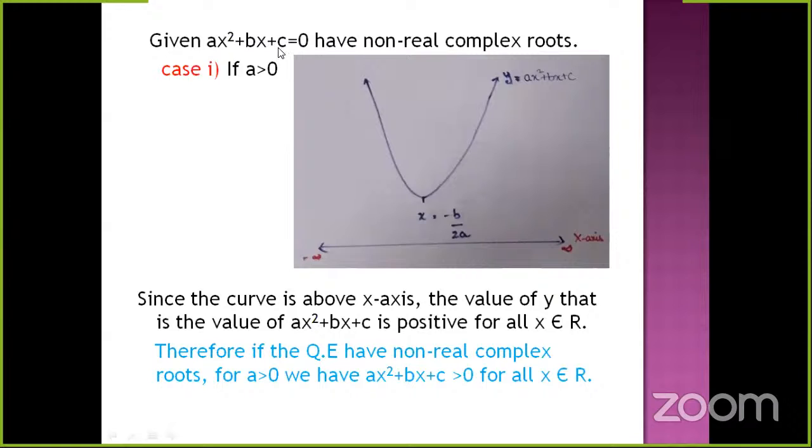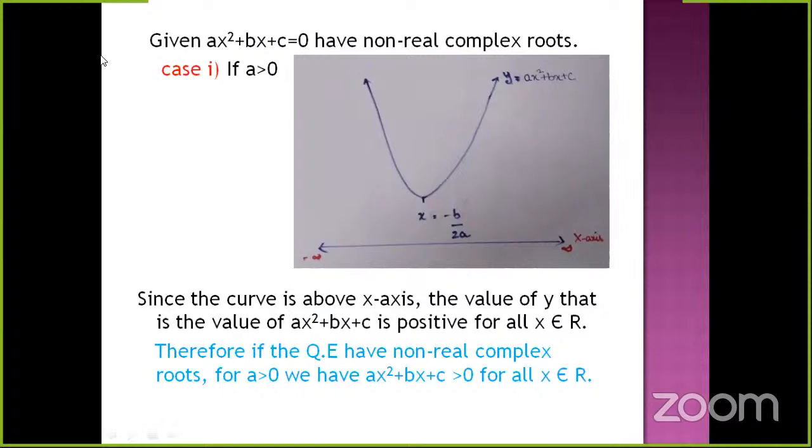So given ax square plus bx plus c is equal to 0 is having non-real complex roots. That means the curve will not touch or intersect the x-axis. To find the relation between the coefficient of x square and the sign of the quadratic expression, I am considering two cases. One is if a greater than 0, that is if a is positive, and case 2 is if a is negative.